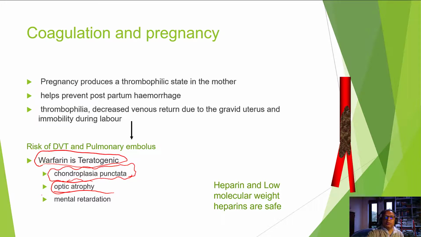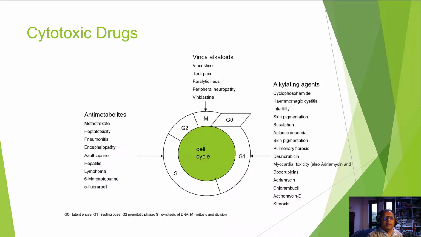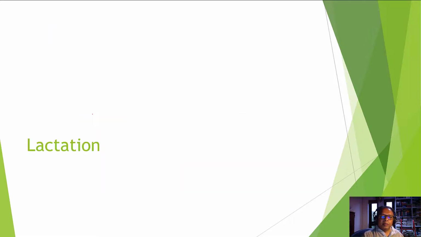And it is safer to use heparins because they don't cross the placenta and do not cause exposure to the fetus. All cytotoxic drugs, whether antimetabolites, alkylating agents, or vinca alkaloids, since their effects are mainly on the cell cycle at various stages, are teratogenic or can even cause the death of the fetus. And actually we use methotrexate, an antimetabolite, to kill off ectopic pregnancies because of its effect on the developing fetus.